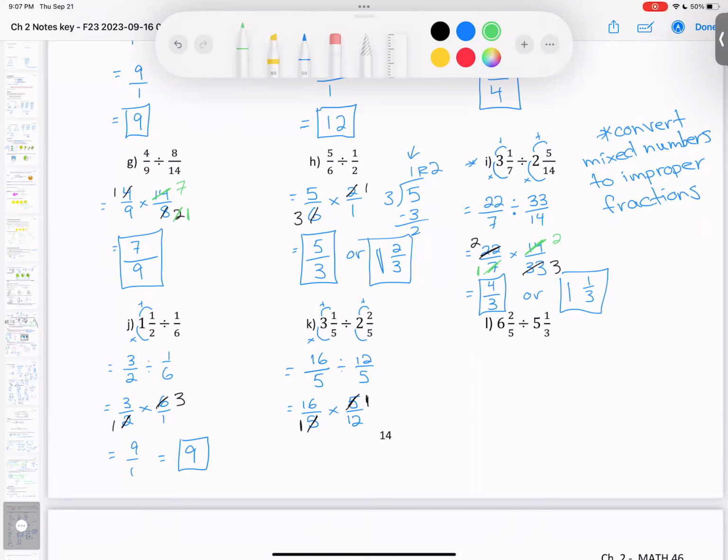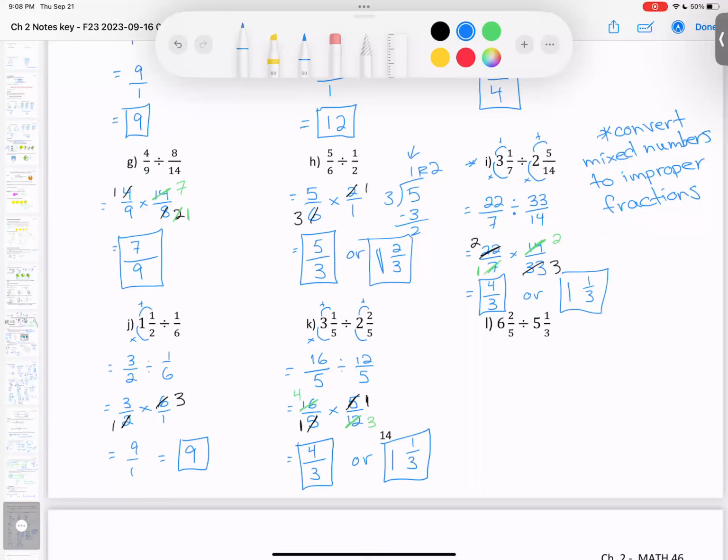And then 16 and 12 are both multiples of 4. In other words, they can be divided by 4. So 16 divided by 4 gives me 4. 12 divided by 4 gives me 3. And so here I get 4 times 1 is 4 over 1 times 3 is 3. Okay, and again, if you wanted it to be a mixed number, you could, and you would get 1 and 1/3.